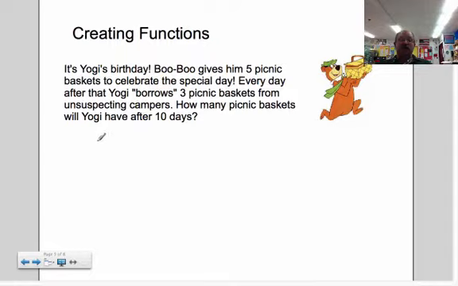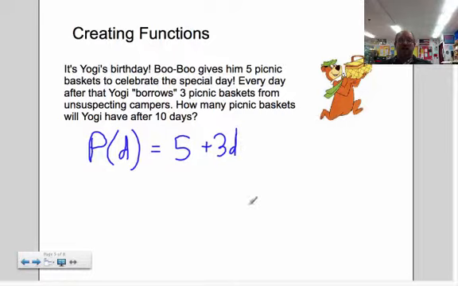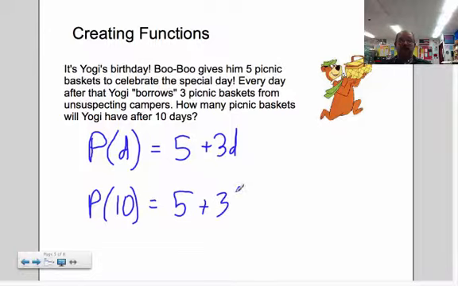Every day after that, Yogi borrows 3 picnic baskets from unsuspecting campers. So we're trying to come up with some sort of function, and probably it would be the function of picnic baskets as a function of the number of days it's been. And so we might come up with a rule that says we start with 5 picnic baskets, and every day we add 3 more. And so if we want to know how many picnic baskets we have after 10 days, we would just do 5 plus 3 times 10, which would be 35. So 35 picnic baskets.